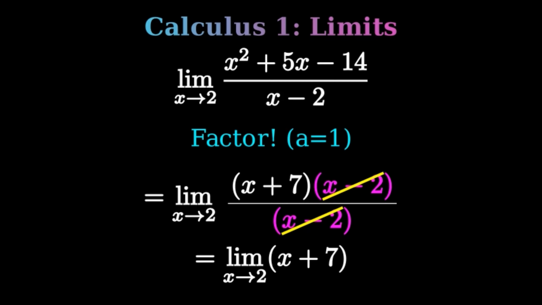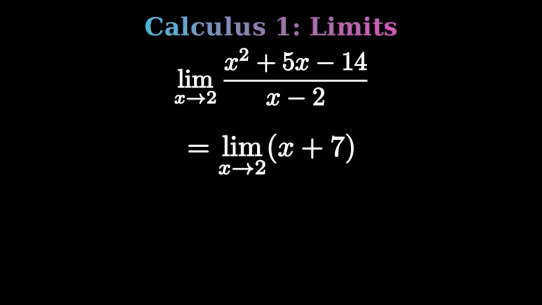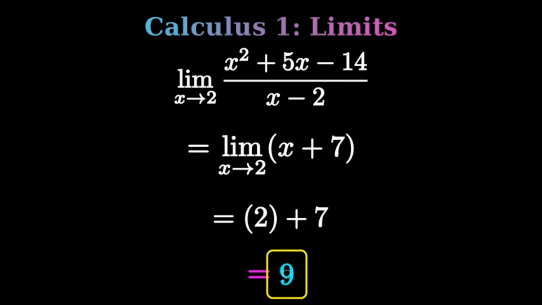After the first time you insert the limiting value, it's not the only time you do that. After you do algebra manipulation, you want to try inserting that limiting value again. In this case, we're going to put it back in. We get 2 plus 7, which gives us 9. So to answer this question, the limit as x approaches 2 of x squared plus 5x minus 14 over x minus 2 is equal to 9.